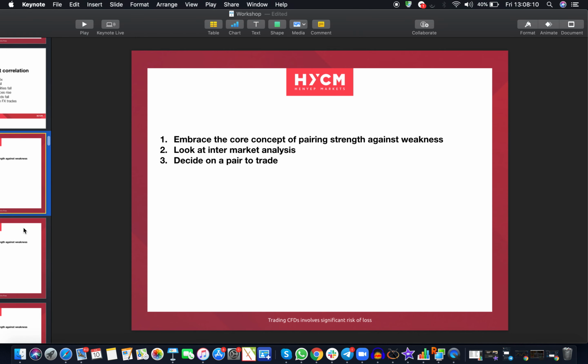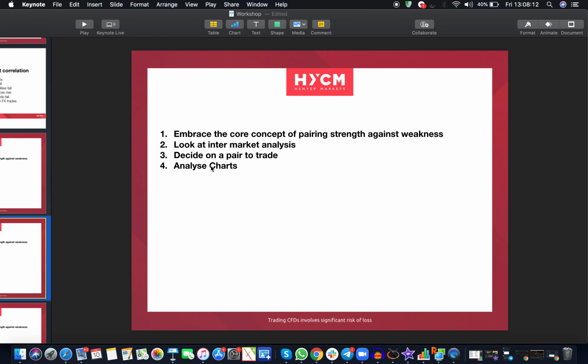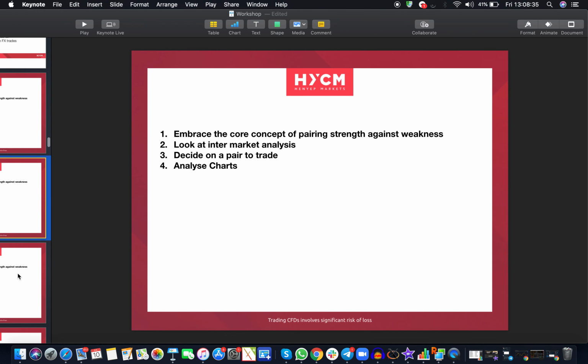So we decided on a pair to trade. We've analysed the charts. Look for a key technical place to enter or exit. This is key. When you decide on a pair to trade, you also have to decide where you might enter. Each day for HYCM, I analyse an individual currency pair, some swing trades, some intraday trades, and we look and see where a key technical area to enter is.